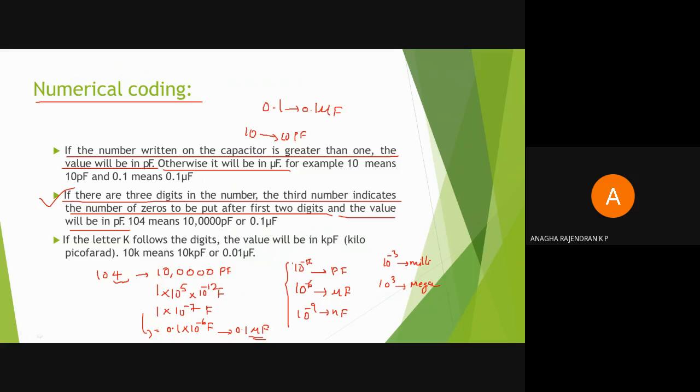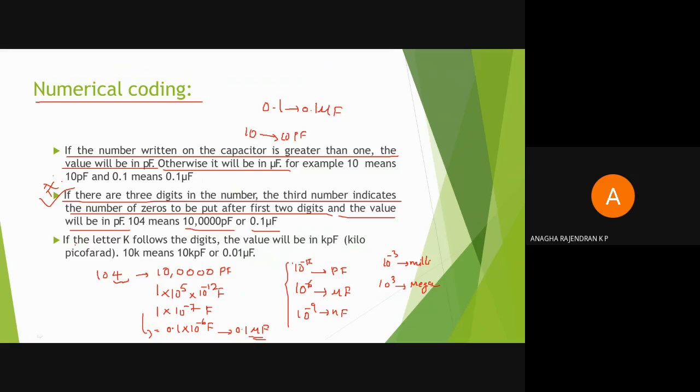So that is given here: 100000 picofarad or 0.01 microfarad. This is the important point. So the second one: mostly, questions where we have to find out the capacitance value from the numerical coding are based on this second point. So this is an important point.